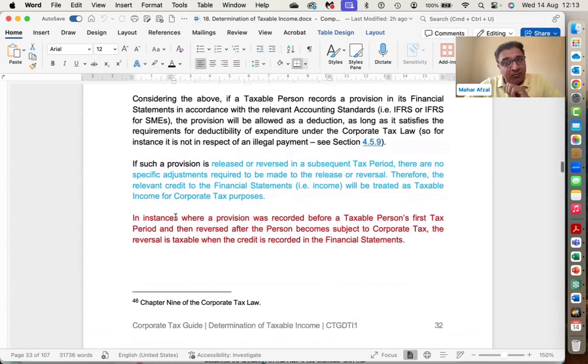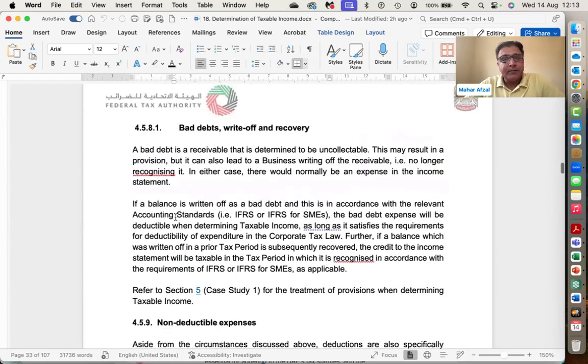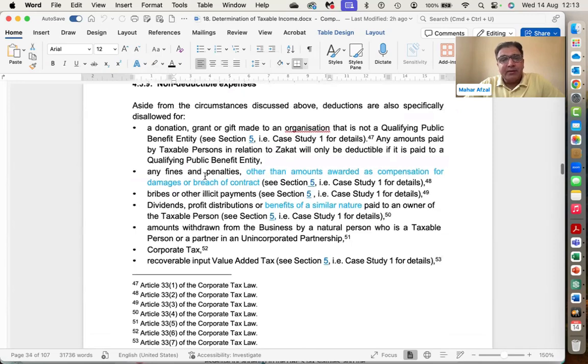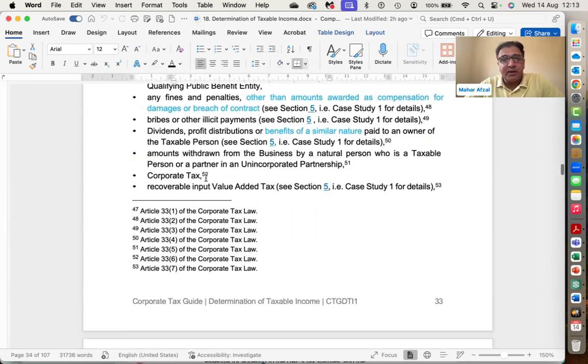If you have already created the provision before the implementation of the corporate tax, before entering into the tax era, and now you are reversing the provision after entering into the tax era, that provision will be subject to tax as well. Non-deductible expenses: the comprehensive list has been given in the law. They have reproduced it here as well, showing which expenses are allowed and which are not allowed.